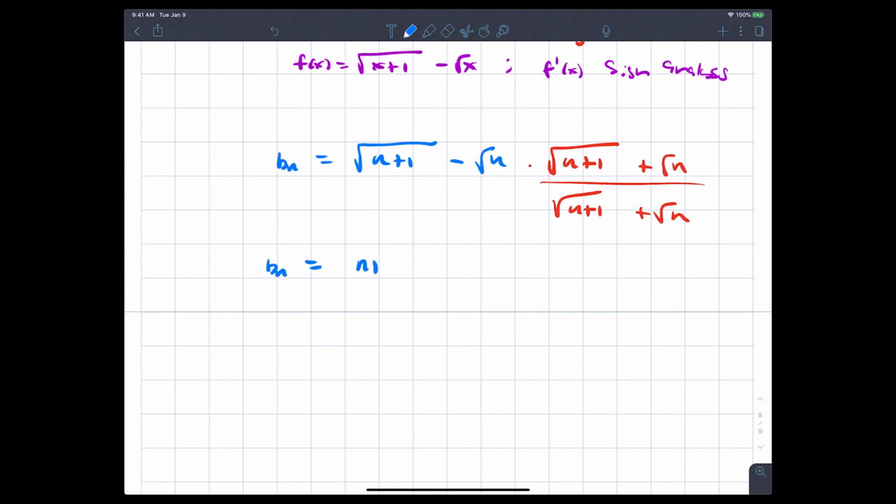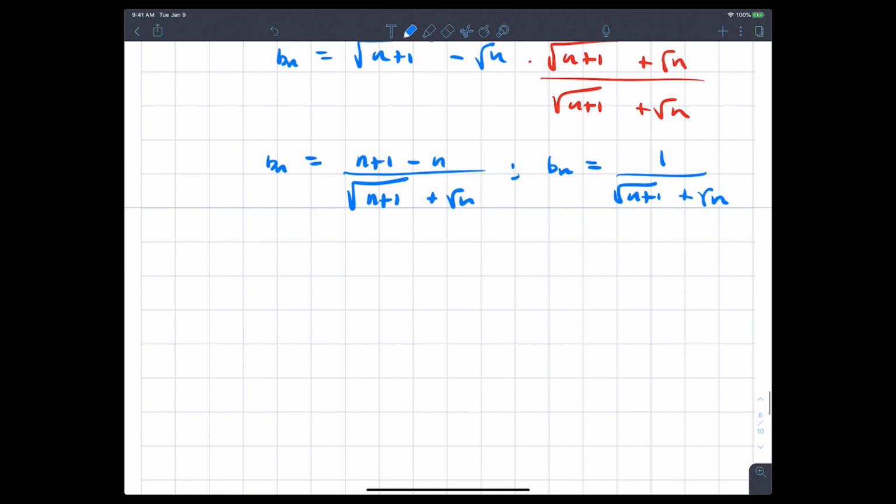So this gives me n plus 1 minus n over the square root of n plus 1 plus the square root of n. And so my Bn becomes 1 over the square root of n plus 1 plus the square root of n.